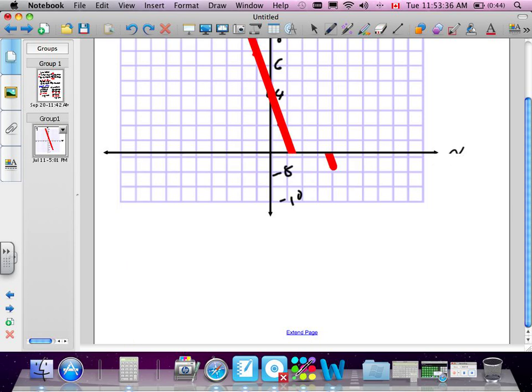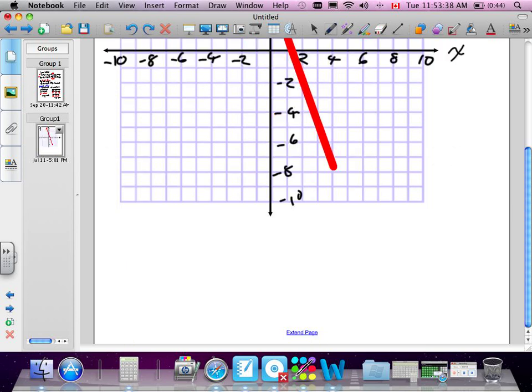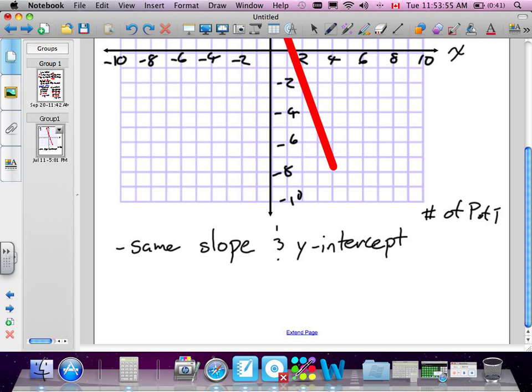So, let's put a little note here. Same slope and y-intercept. We'll put number of points of intersection, so P of I, infinite. Different slope. How many points of intersection if they have different slopes? Just one.